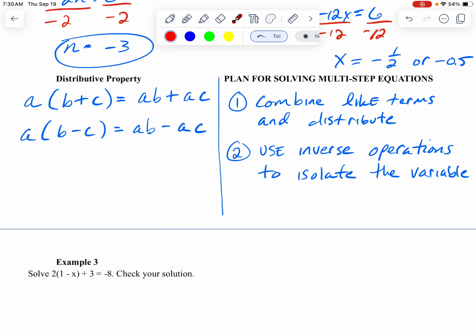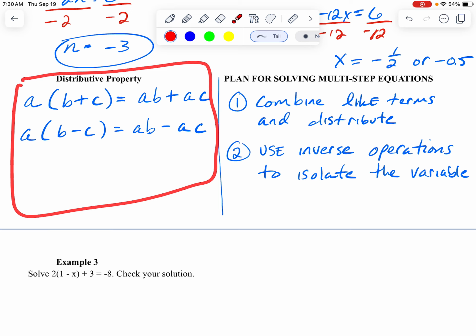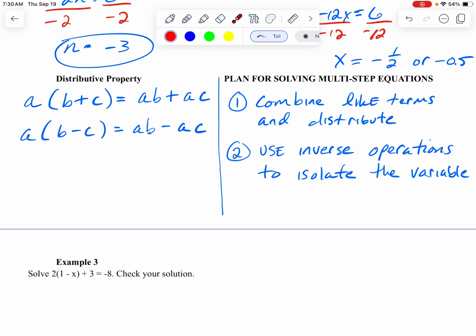Okay, I'm going to focus over here on the left first real quick. One more thing we're going to run into with these equations is that we're going to need to use the distributive property. This is our mathy notation for the distributive property. These letters just represent potential numbers, right? And what we're looking for here is the pattern. We're going to see something that looks like this, and it's going to turn into something that looks like this.